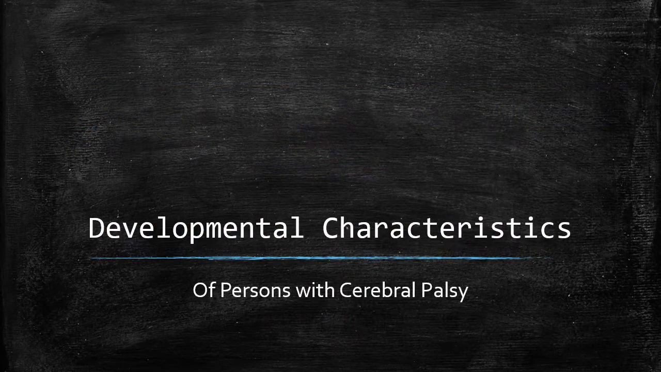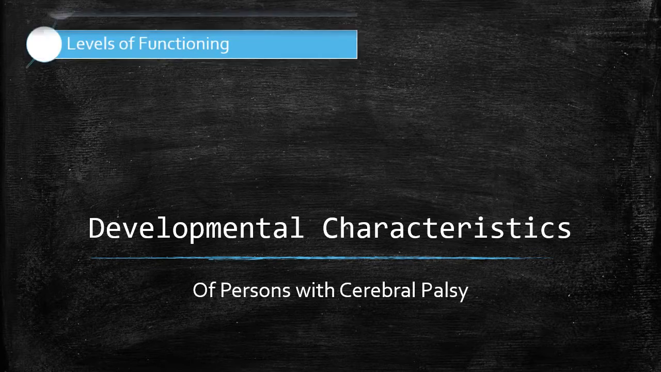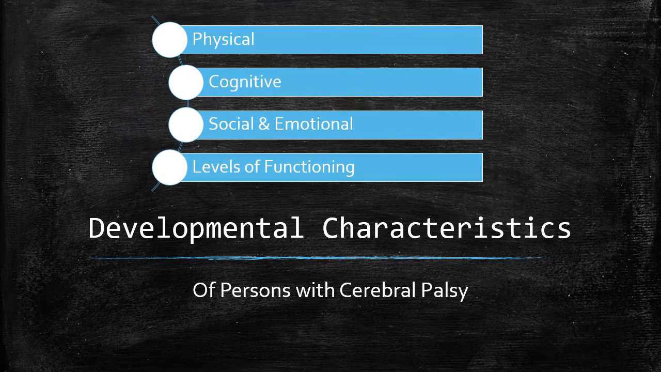An individual with cerebral palsy will display distinct developmental characteristics. I will explore in detail the physical, cognitive, social, and emotional characteristics of someone with cerebral palsy, as well as explain the different levels of functioning of the disability.